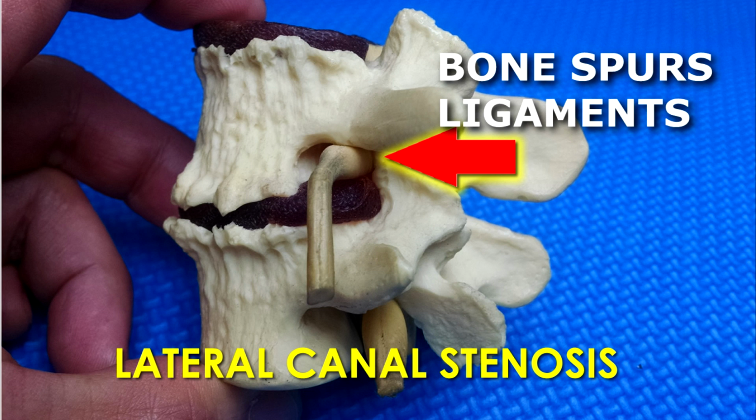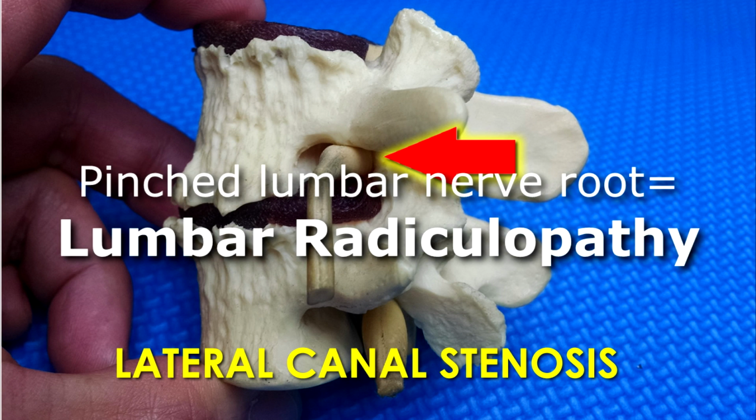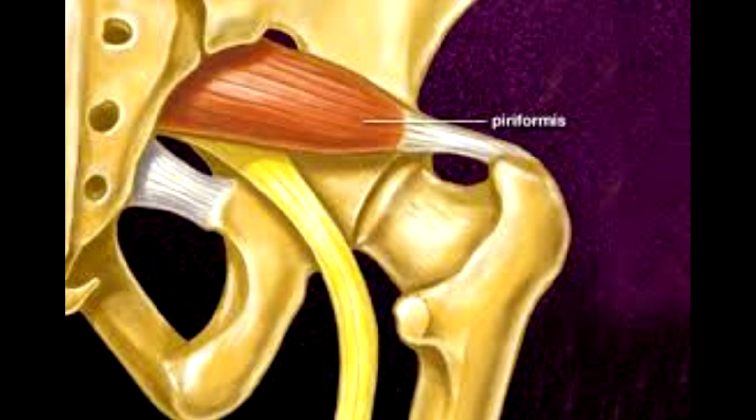For a person with stenosis, bending the spine in certain directions may exacerbate or alleviate the sciatica. A bulging disc can also cause stenosis and produce sciatica by narrowing the lateral canal and pressing against a nerve root. This is also called lumbar radiculopathy. Piriformis syndrome is a less common form of sciatica and occurs when the sciatic nerve is pinched by the piriformis muscle, a deep pelvic muscle that externally rotates the hip.